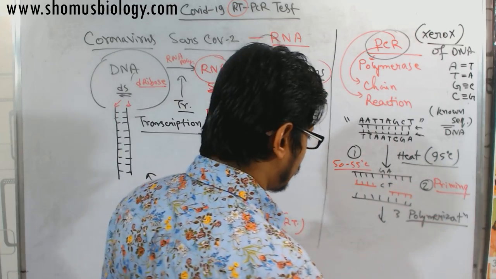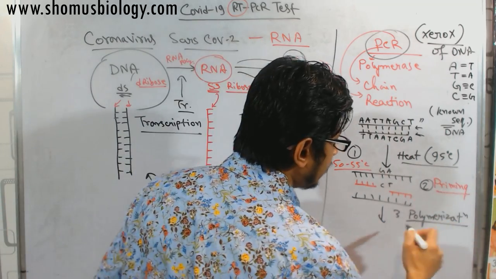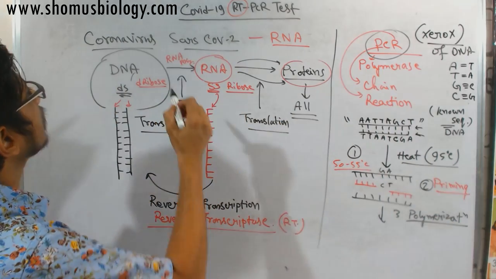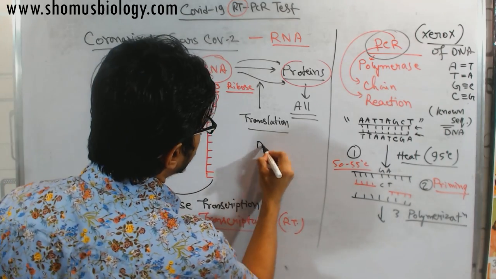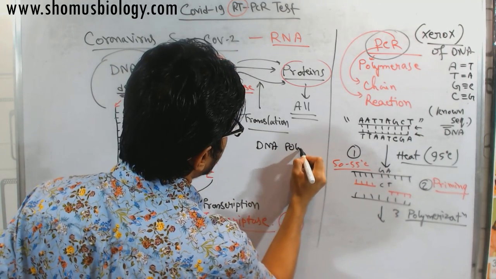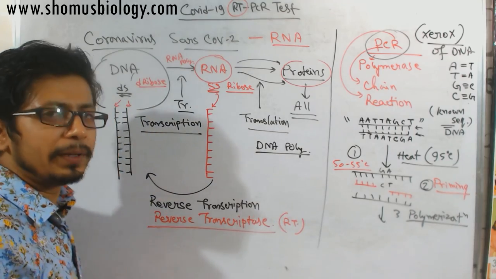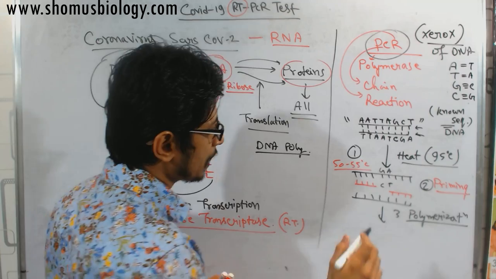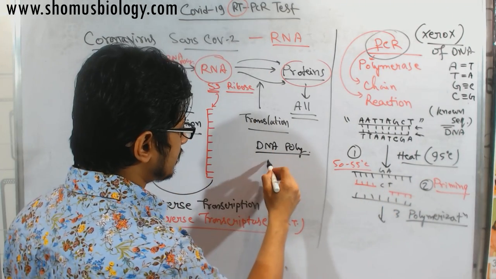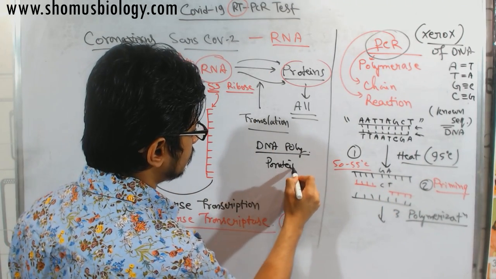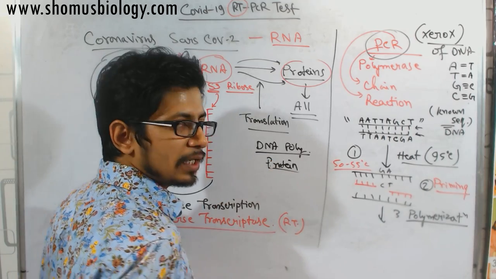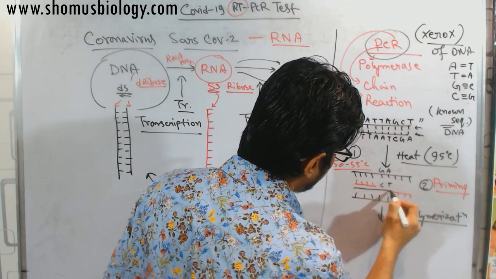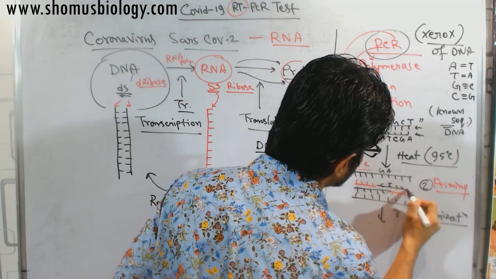I use a lot of scientific terms here. It is actually done by an enzyme, in this case DNA polymerase. But normal DNA polymerase is not used, a special kind of DNA polymerase is used in this case. So again, what is it? It's a protein. They continue and make the new strands.